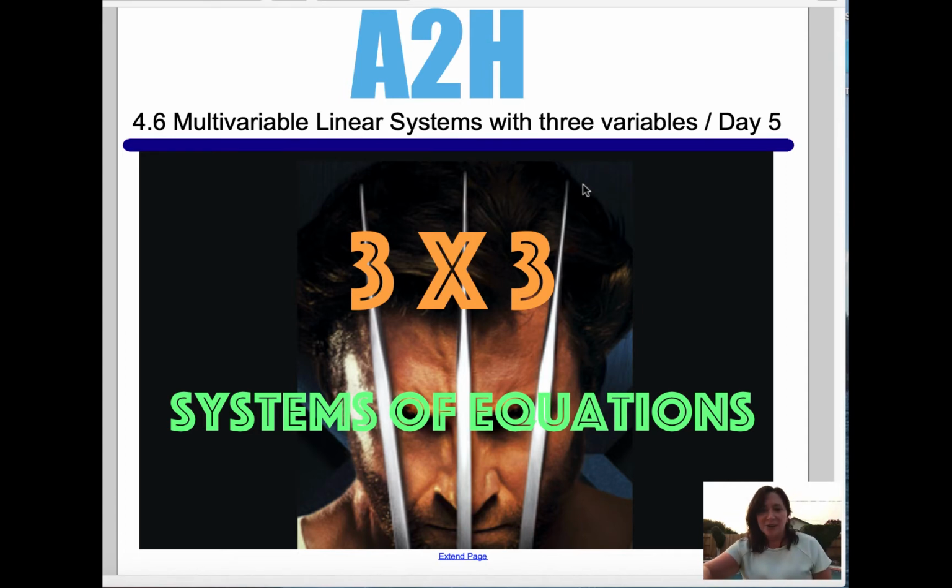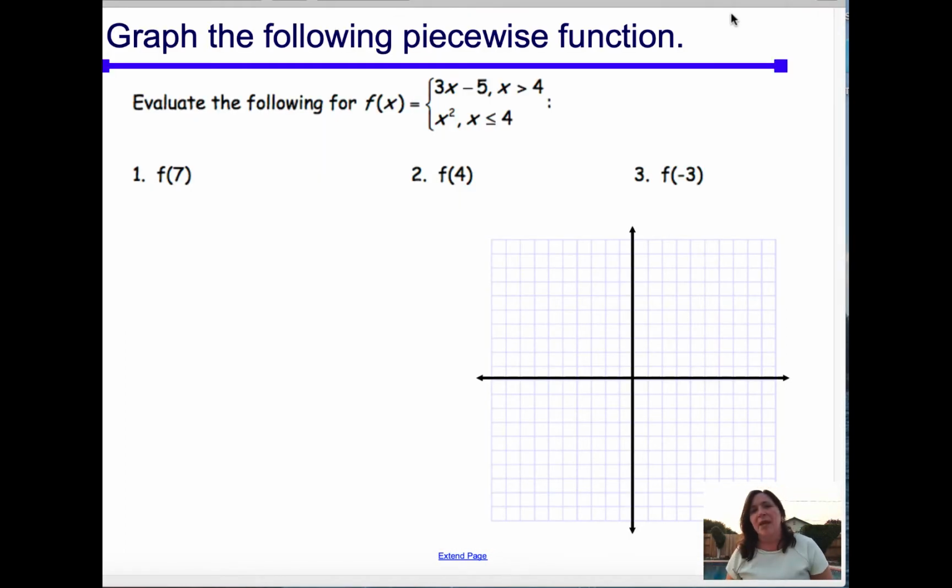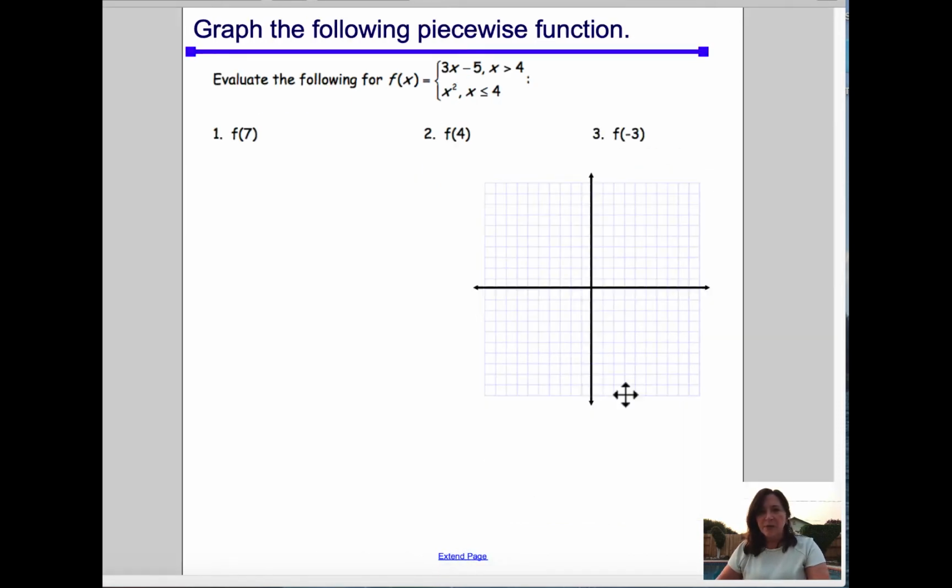So let's get started. The first thing that we're going to do is a little bit of a warm-up, and we're going to start with a piecewise function, meaning we're going to be graphing two different functions on the same axis and try to solve for these values, okay? So first we're going to graph the first equation. The first equation is saying f of x equals 3x minus 5, and so that's an equation of a line.